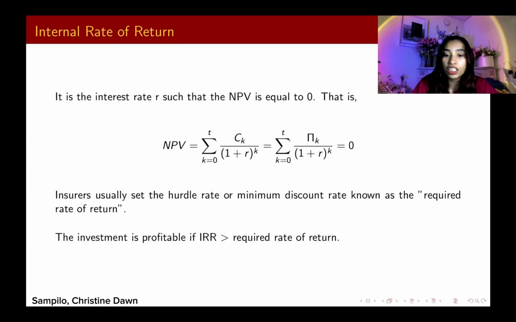Another measure is the internal rate of return, or the IRR, which is the discount rate at which NPV is equal to 0. Insurers often use this method as a benchmark, comparing it to the hurdle rate or required rate of return to assess investment profitability. If the IRR exceeds the required rate of return, the investment is considered profitable. When the cash flow sequence has a single sign change, a unique IRR exists. Otherwise, there may be multiple IRRs or no solution at all.